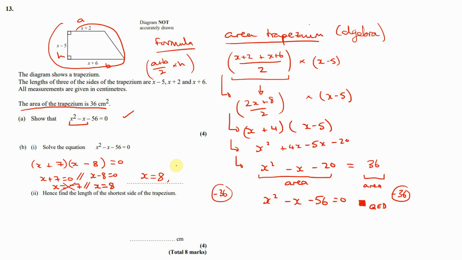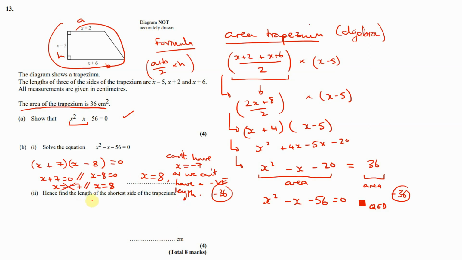And then you might want to write a bit of a sentence. X, so we say we can't have that, as we can't have a negative length. So we've just got one answer there.